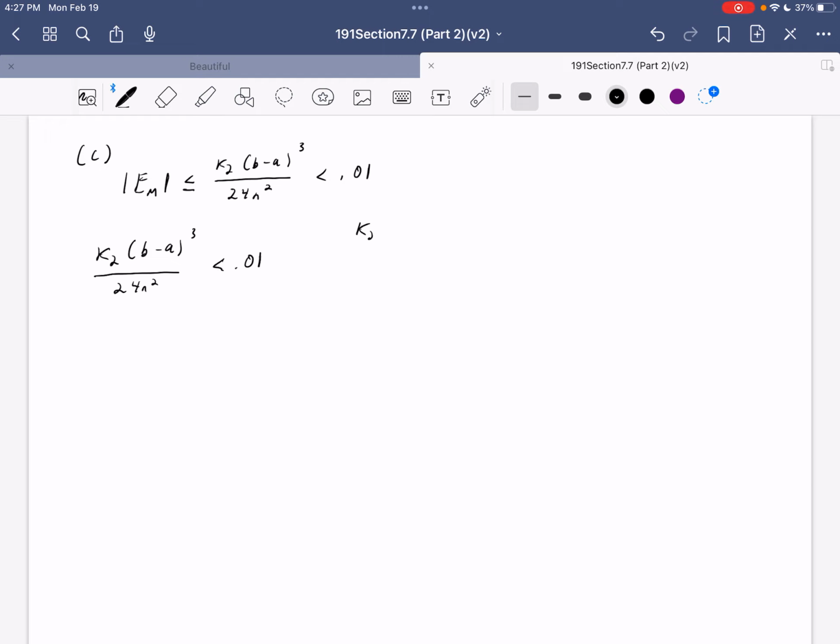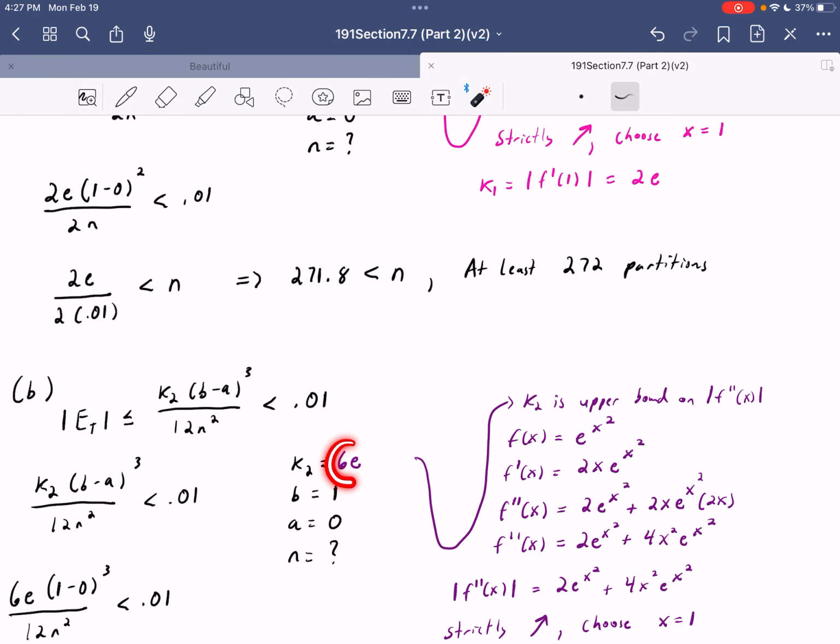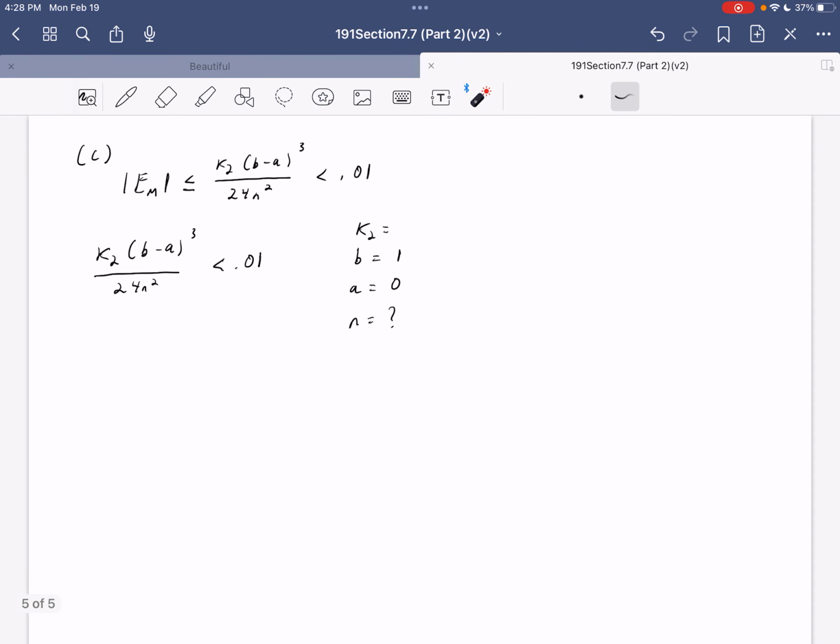Now we need to know K2, b, a, and n. Of course, b and a are unchanged, 1 and 0. n is what we're looking for. And this time, because this K2 references the absolute value of the second derivative on the same interval for the same function, we can just reuse what we found here, which was 6e. So same thing. Plug that in: 6e times 1 minus 0 cubed over 24 n squared less than 0.01.